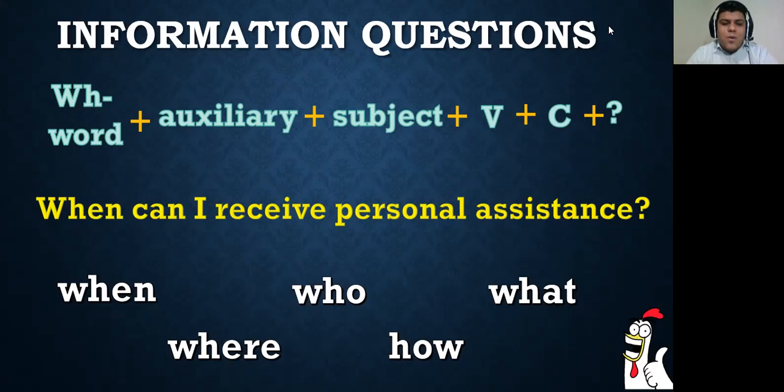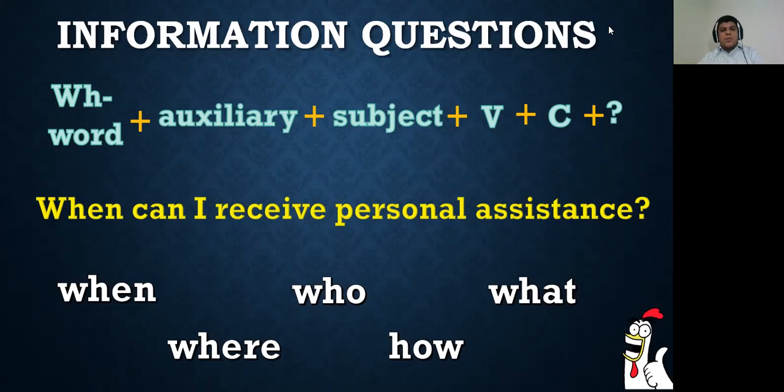Then on the other, how can I receive personal assistance? And the answer, you can receive personal assistance if you call, right? Call, and then you're going to receive personal assistance. Remember that how asks about a form to do something. And in the next one, we go for what? Something for asking for an object, right? What can I do, right? What can I do to receive personal assistance? You need to enroll in the course and then you receive personal assistance.